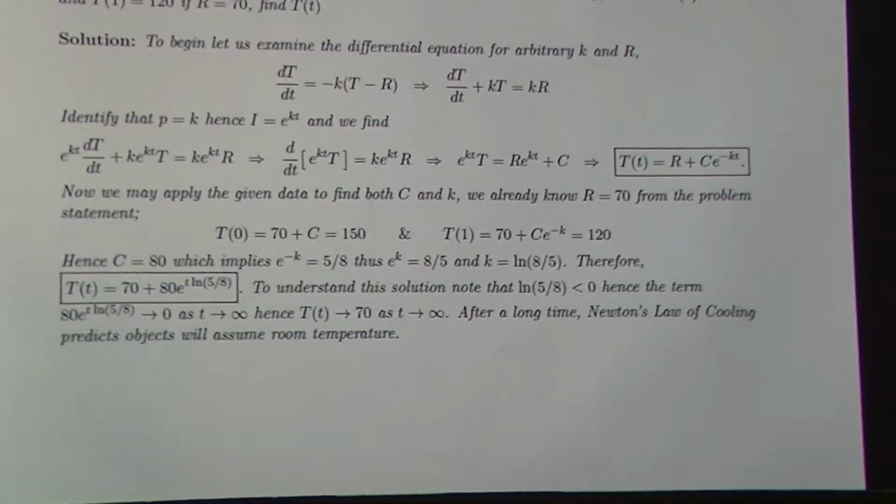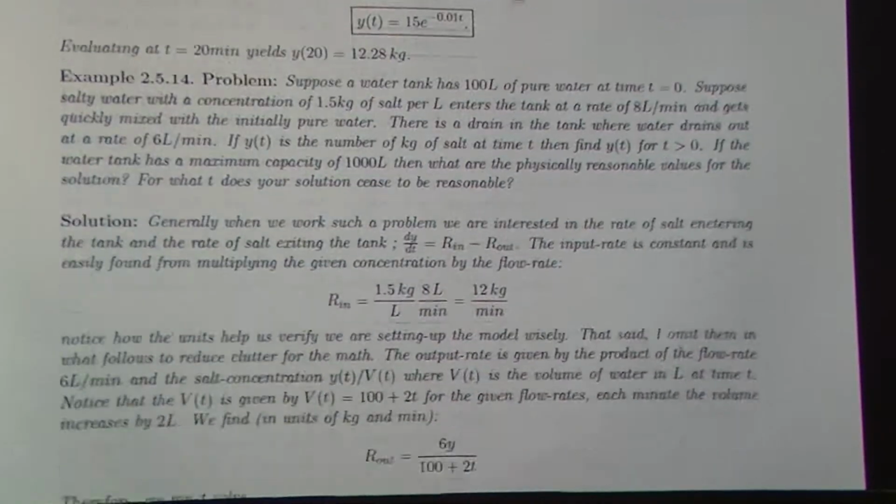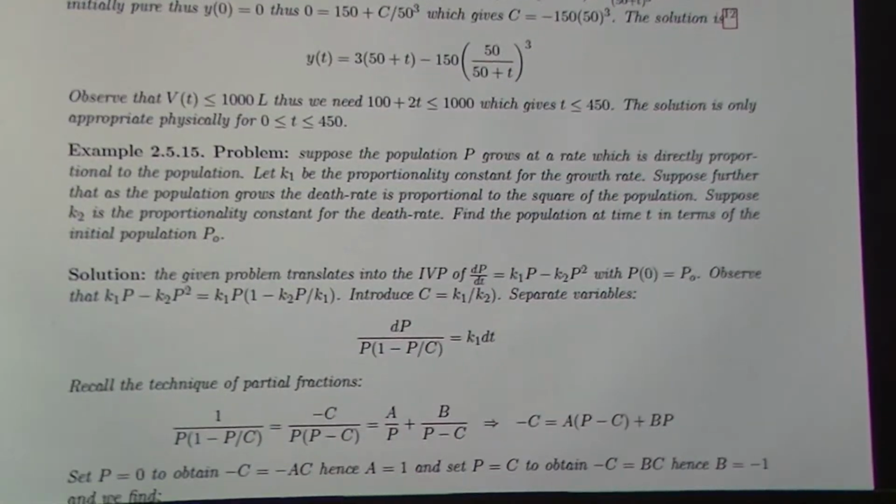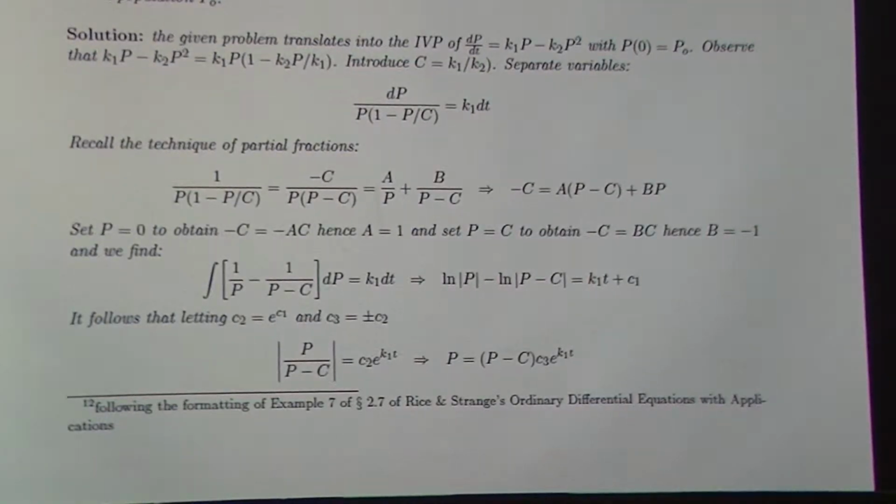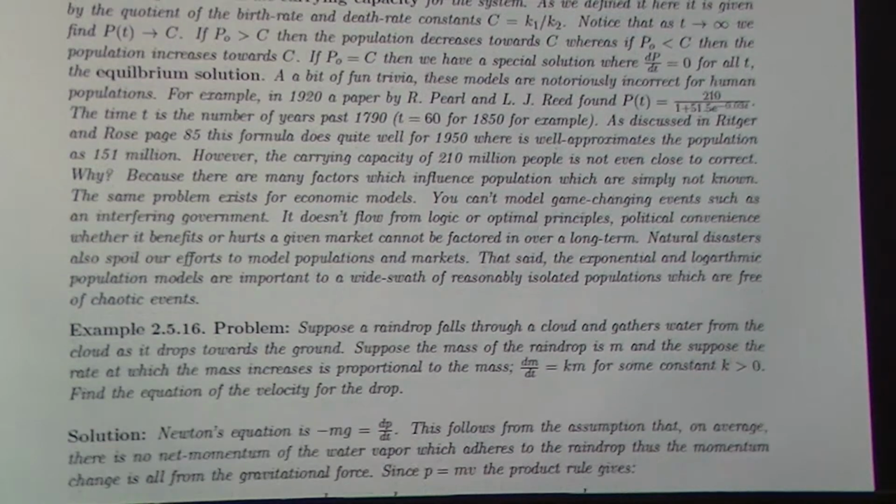Here's a bit on physics. There are salt mixing tank problems, and here's a population growth problem. Talk about carrying capacity, all kinds of fancy stuff. Here's a fun one. In 1920, a paper by R.L. Pearl and L.J. Reed found that P of t was 210 divided by 1 plus 51.5 e to the minus 0.03 t, where these are millions, and t was the number of years past 1790. It does pretty well in 1950, where it approximates the population of 151 million. But the carrying capacity of 210 million for the U.S. turns out not to be correct.